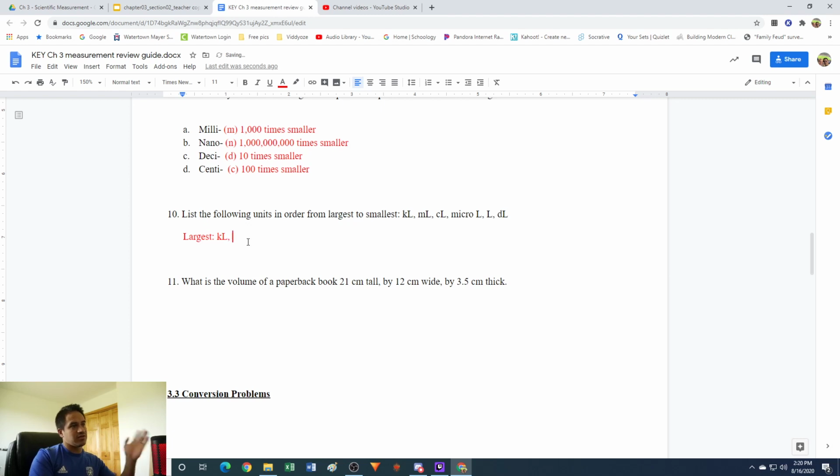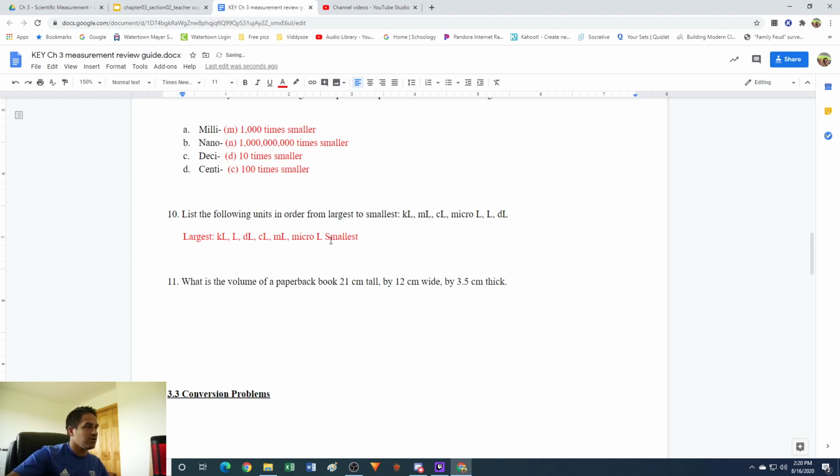Then from the kiloliter, the next largest is the regular liter. Then after the regular liter, we have the deciliter, since that is 10 times smaller. Then we have the centiliter, which is 100 times smaller. The milliliter, which is 1,000 times smaller. And last, we have the microliter, which is 1,000,000 times smaller.